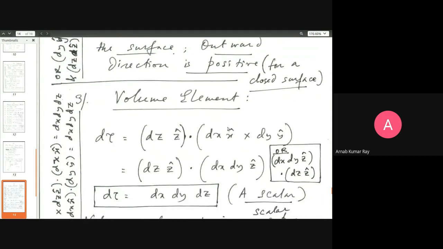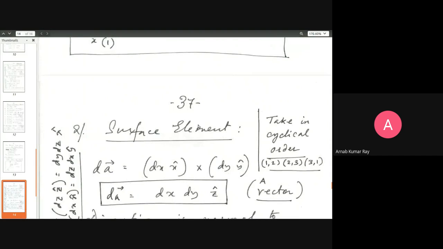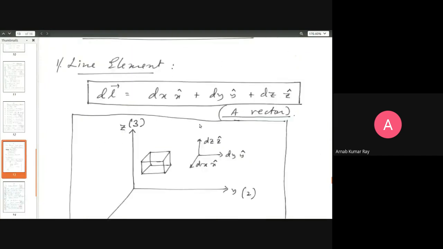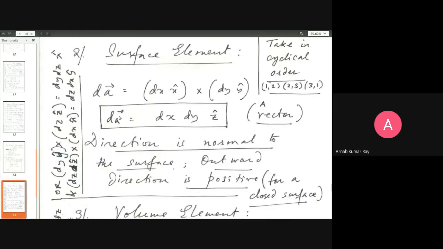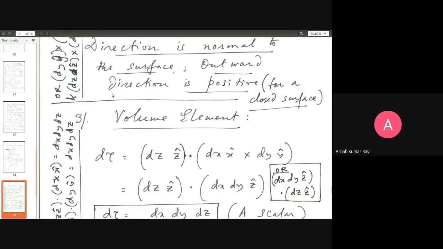Let us see. Incidentally, be a little mindful about the symbols that are employed. Line element, L as in line, dL vector. Surface element, dA vector, A as in area, as in surface. And volume element, well, nobody is writing dV, it's written as d tau. So d tau.